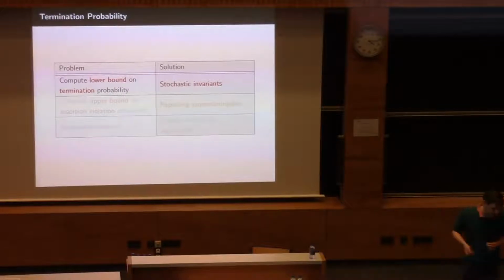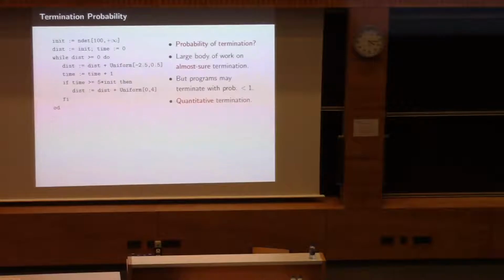When you are given a program like this, an initial question to ask, analogous to what you would ask for classical programs, is what is the probability that the program actually terminates? This is the first aspect of our work that I mentioned. There is quite a large body of work aimed at proving almost sure termination of probabilistic programs. But some programs, for example this one, as one can easily see, do terminate with probability less than 1.